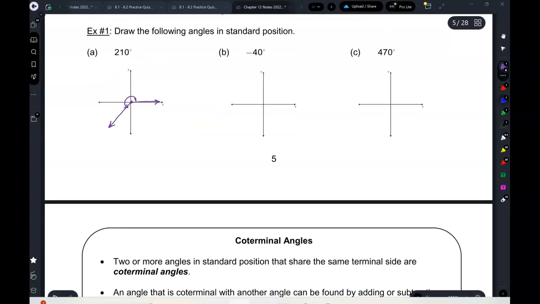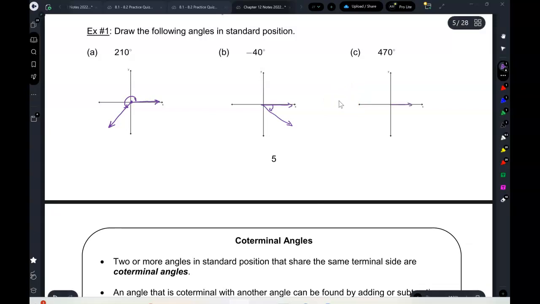Okay, negative 40 degrees. I start from here. I go clockwise here. So yes, we're going to eyeball a little bit. I'm not going to take my protractor and measure them. 45 degrees is halfway through that corner, so just eyeball 40 degrees. What I care about is what quadrant it's in.